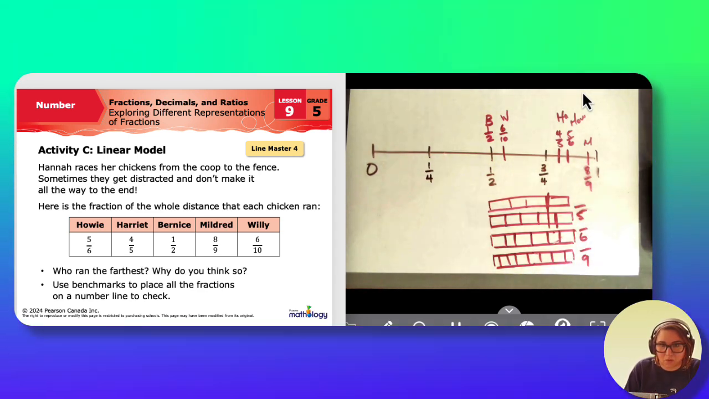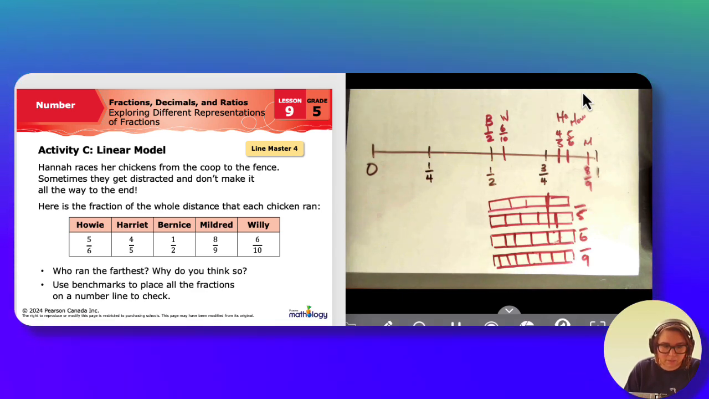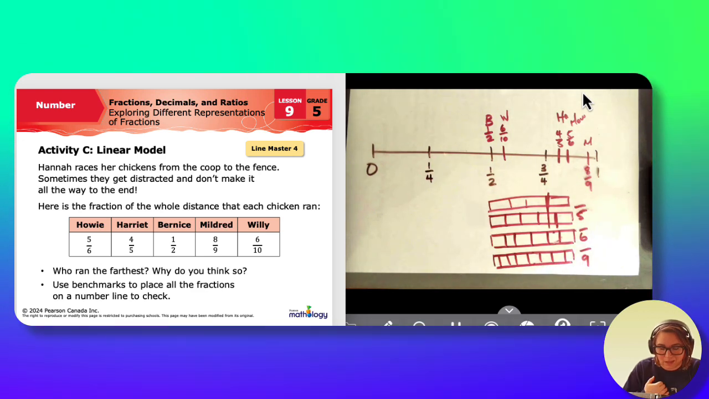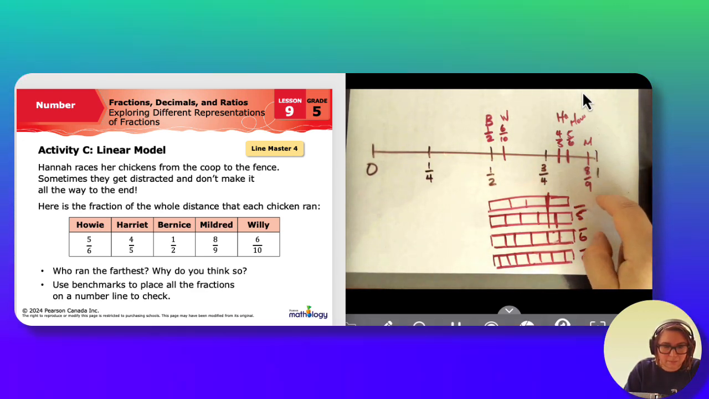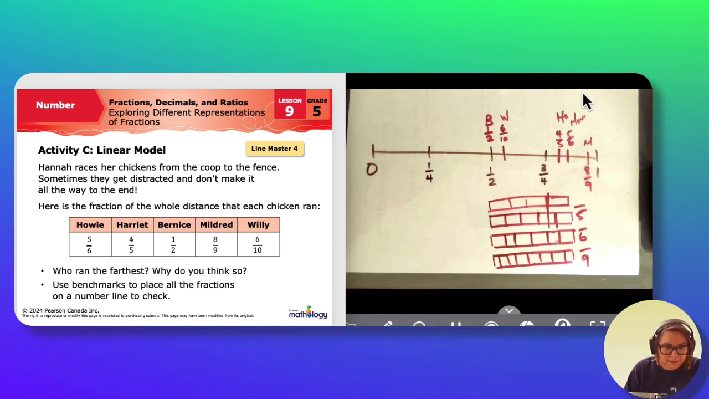I would take the whole class to do this because there's so many interesting things that you could talk about. So the question is, who ran the farthest and why do you think so? I think it was Mildred because it's 8/9. And use benchmarks to find all the fractions, and we could use actual number lines to check it, cross-reference it. We can do all that work. But this is a really rich task. Give kids lots of time and space to be able to think and talk and listen to others thinking around this one.